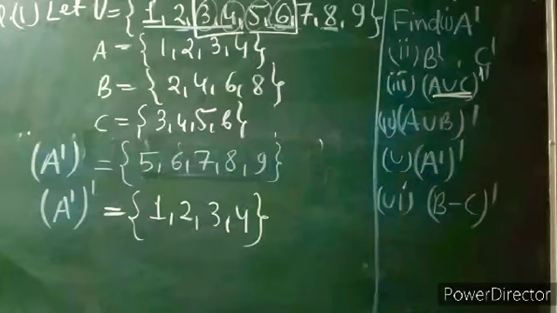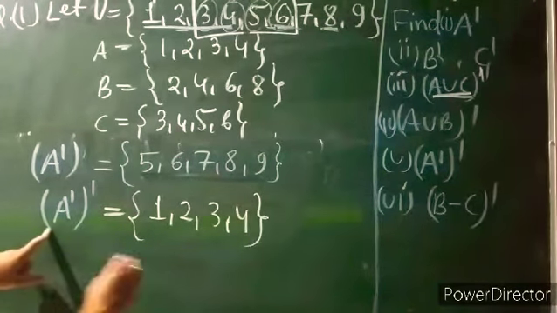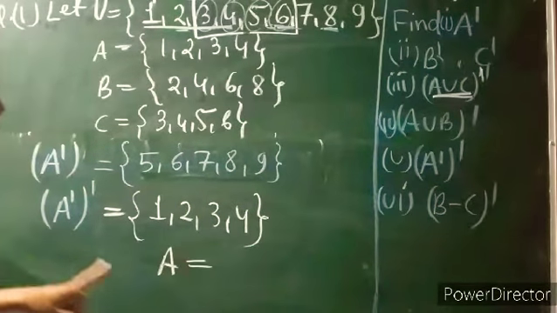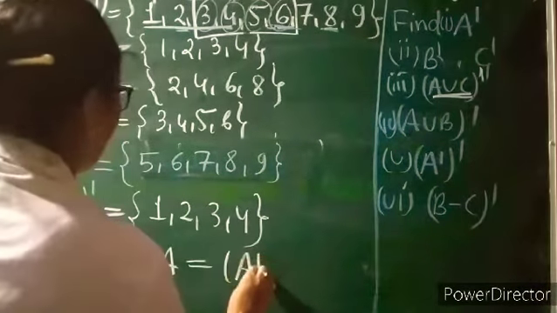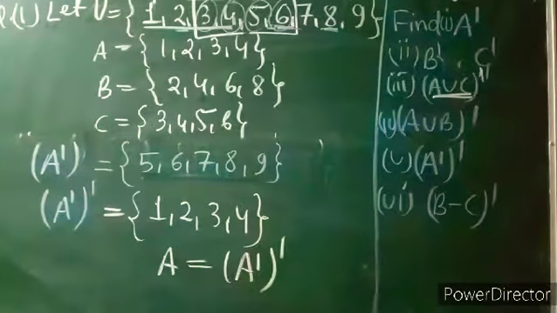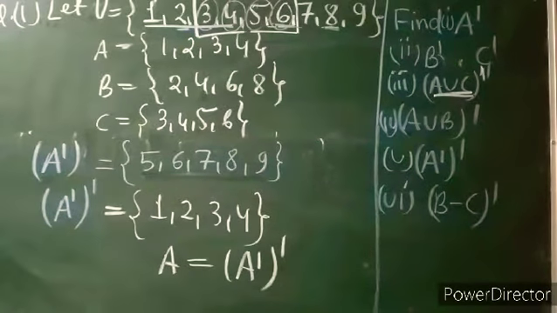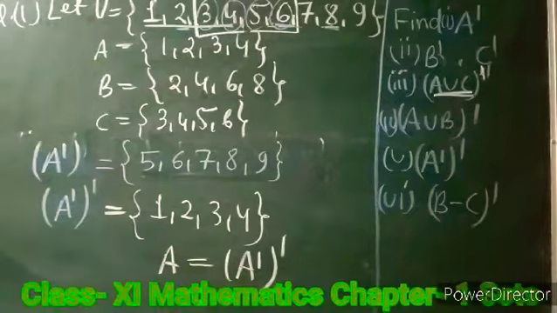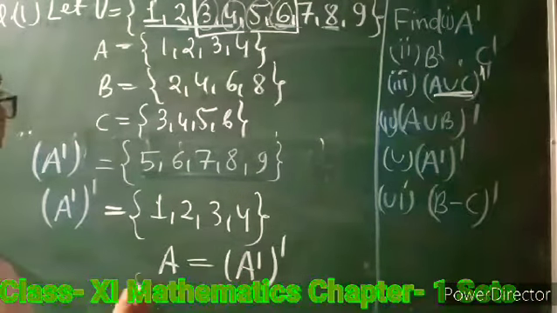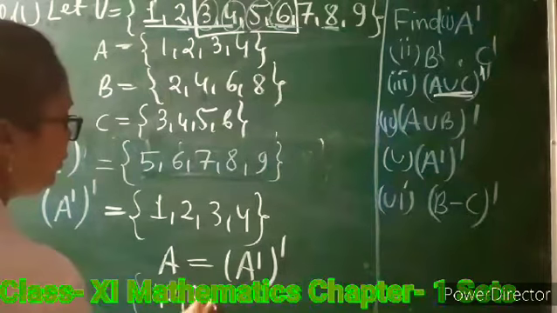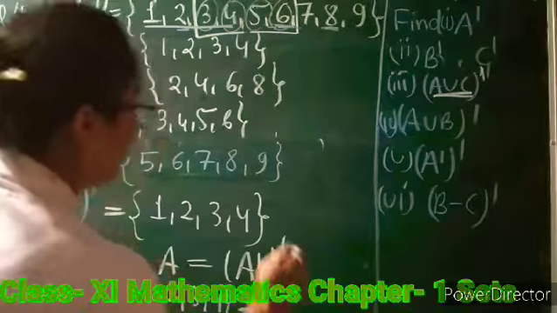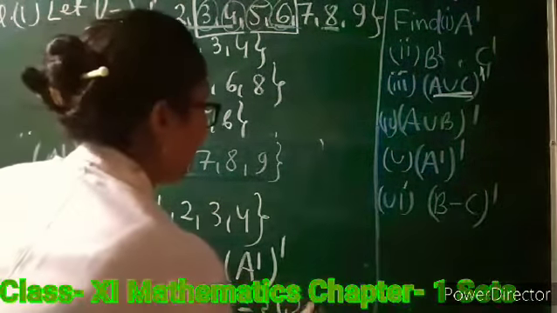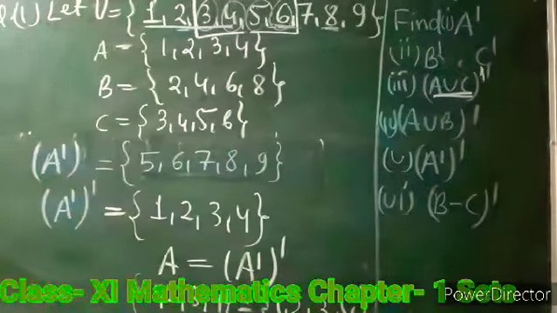Please students, listen, watch carefully and please note it. Set A is equal to the complement of set A complement. You see here A is equal to the complement of A dash, and you see here A is equal to 1, 2, 3, 4. We use this property after some time, and here also 1, 2, 3 and 4.